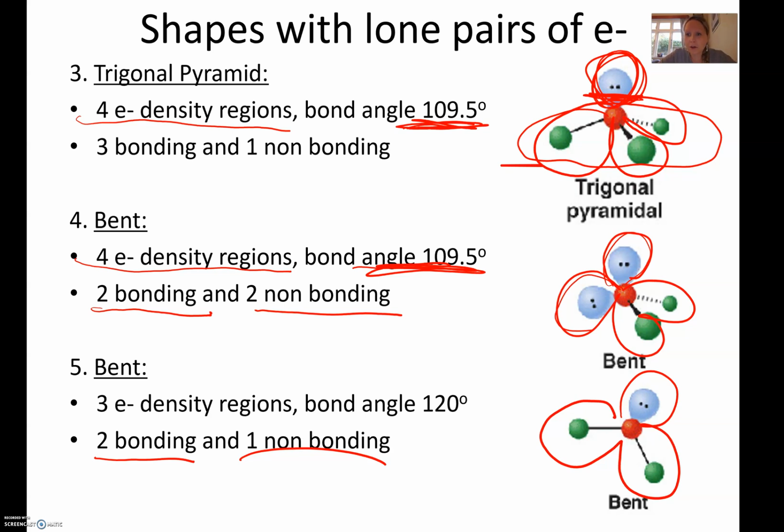If there's one lone pair with 4 electron density regions, it's trigonal pyramid. If there are 2 lone pairs with 4 electron density regions, it's bent. And if there's one lone pair with 3 electron density regions, it's bent. Now folks, no easy way around it. You're going to have to memorize those names. So try and do that as quickly as possible, because everything relates back to this lesson.